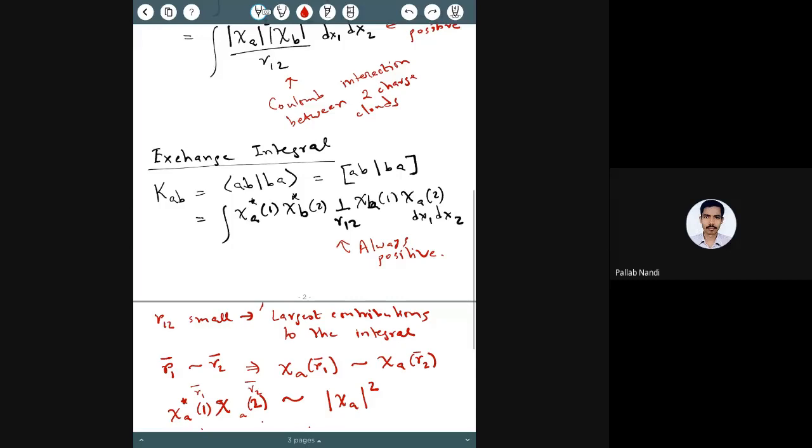So what it means is that when we are talking about two electrons approaching each other, when they are close to each other, then the value of the exchange integral is positive. And the interaction between two electrons is of course largest when they are close. And when they are far away, then the exchange integral can be either positive or negative.